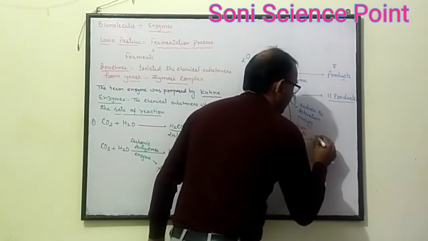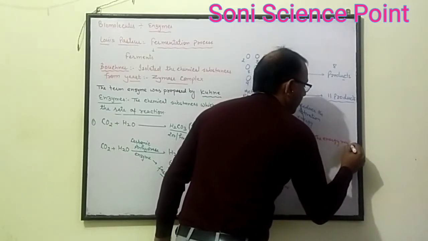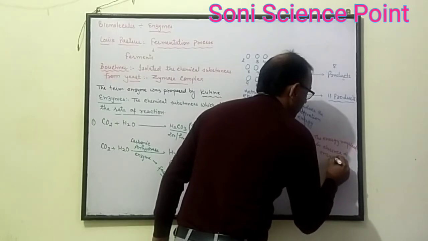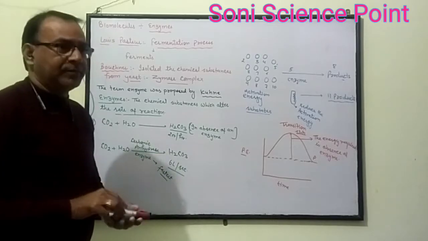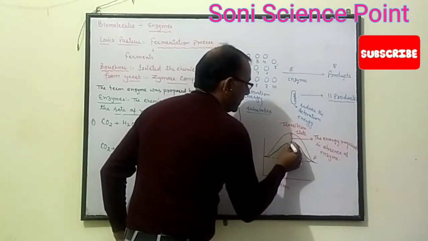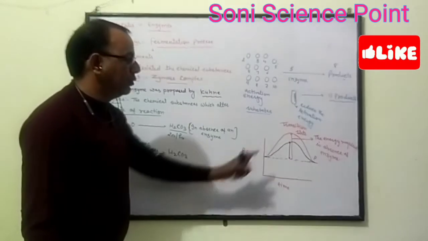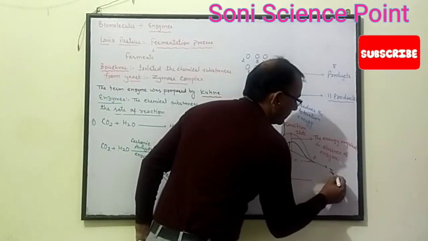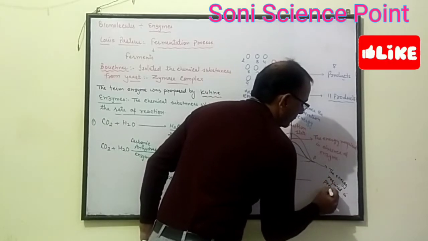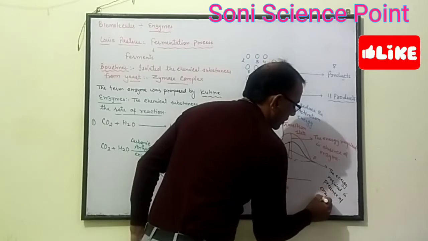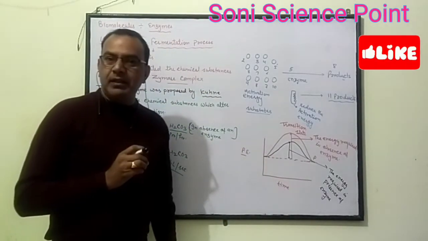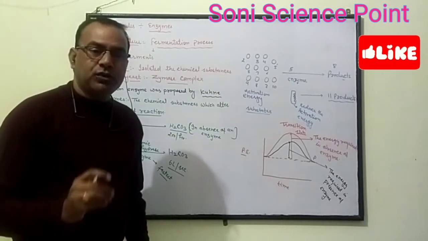This is the energy required in absence of enzyme. But when we use some enzyme, the substrate requires lower energy, because we know that, and this is the energy, this is the transition state in which energy is required. While we use some enzyme, this energy is required in presence of enzyme. So we can say that enzymes are those chemical substances which alter the rate of chemical reaction, as well as they reduce the activation energy.